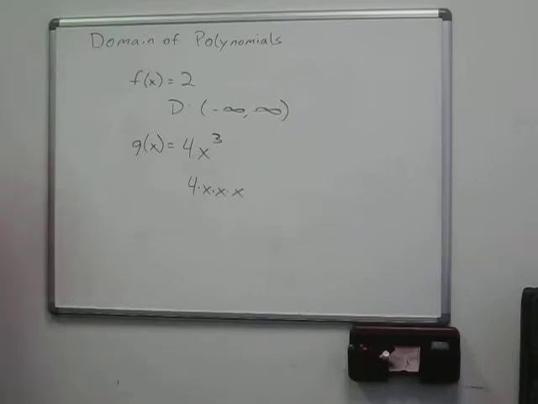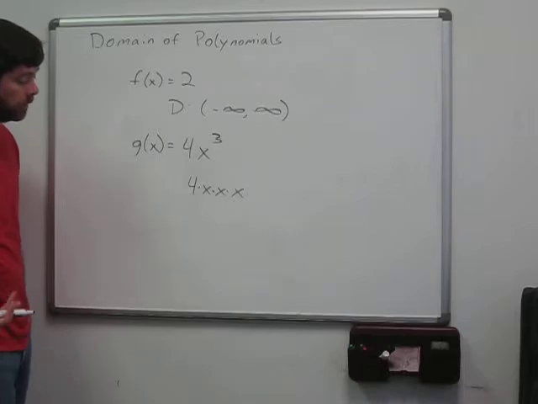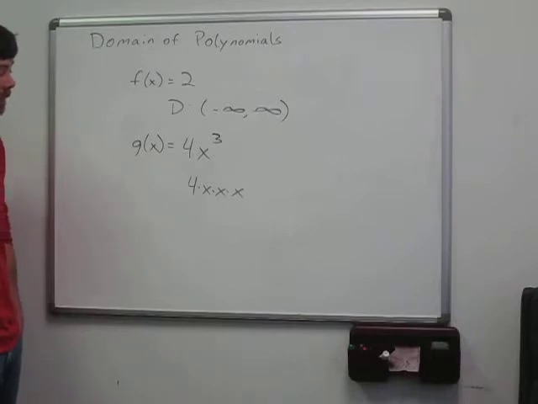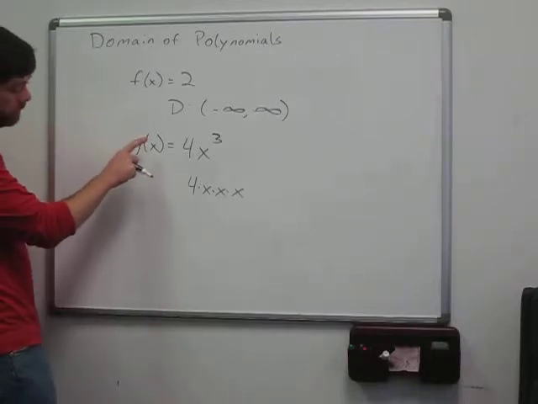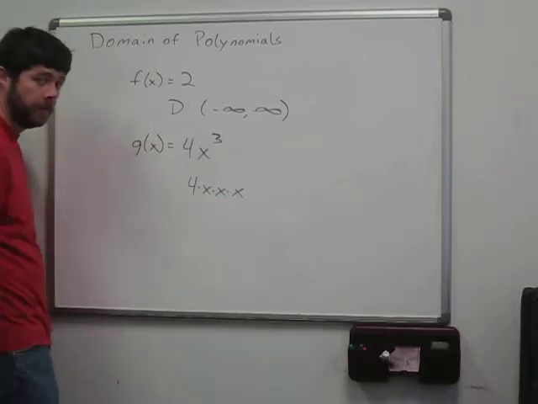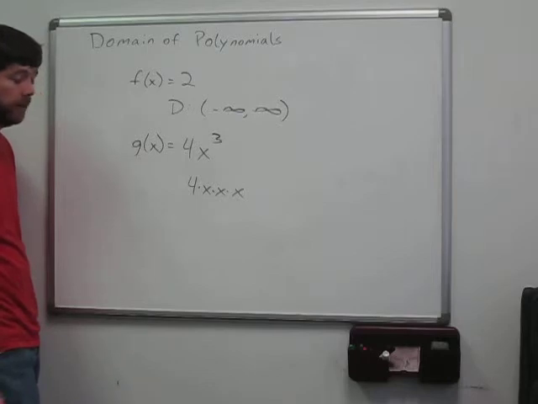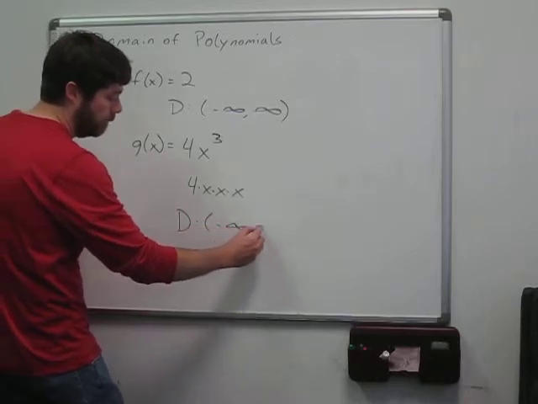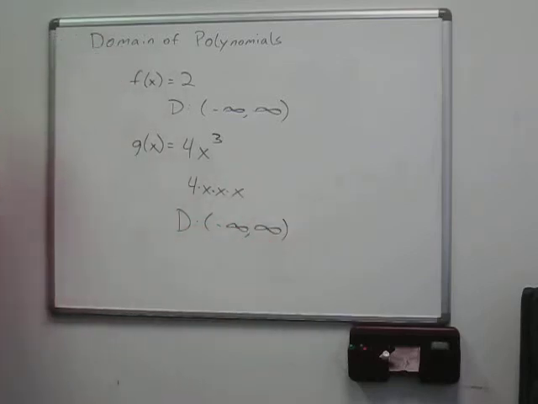The real numbers are closed under multiplication, which means whenever you multiply a finite number of real numbers, you get one real number out. So no matter what real number I put in for x, I'm just multiplying a finite number of real numbers. I'm going to get a real number out. So the domain of any power function is all real numbers.